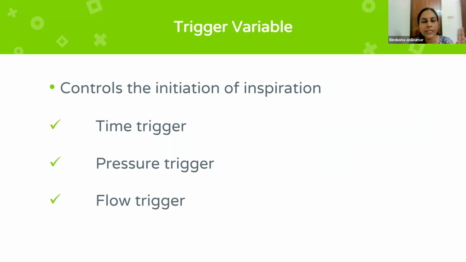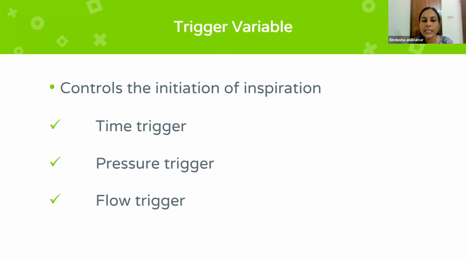Time triggering will tell you that it is actually determined by the time. Okay. So you will always set a respiratory rate. Suppose you are setting a respiratory rate of 30 per minute. That tells the ventilator that the ventilator has to give a breath every 2 seconds. So that is the time triggering. Or it could be initiated by the patient, that is patient triggering.